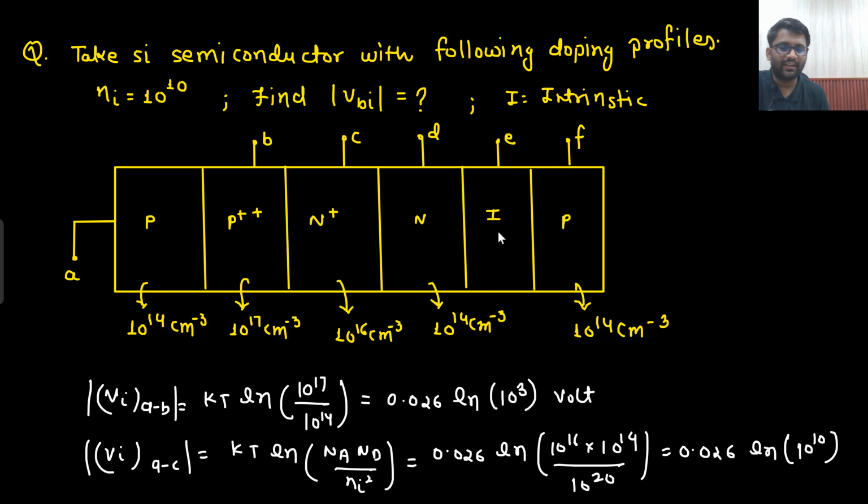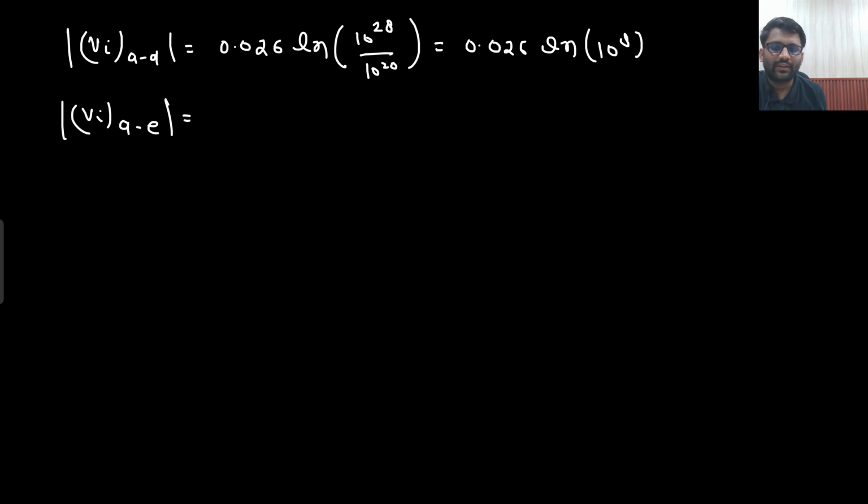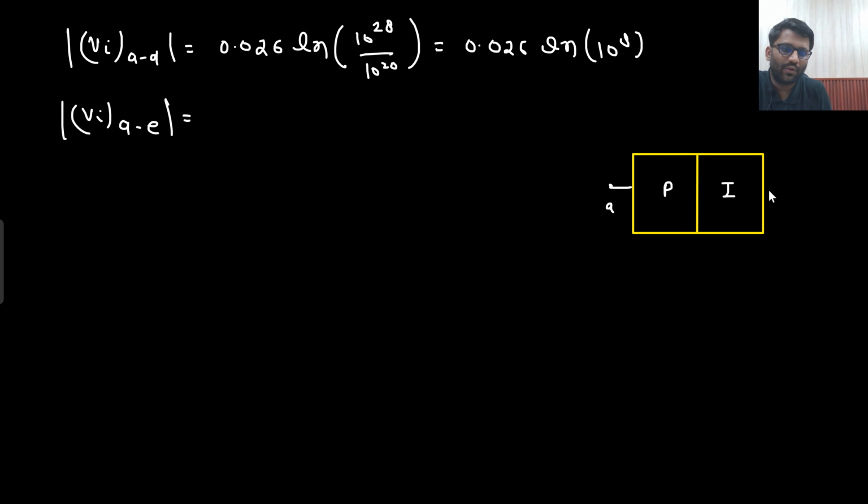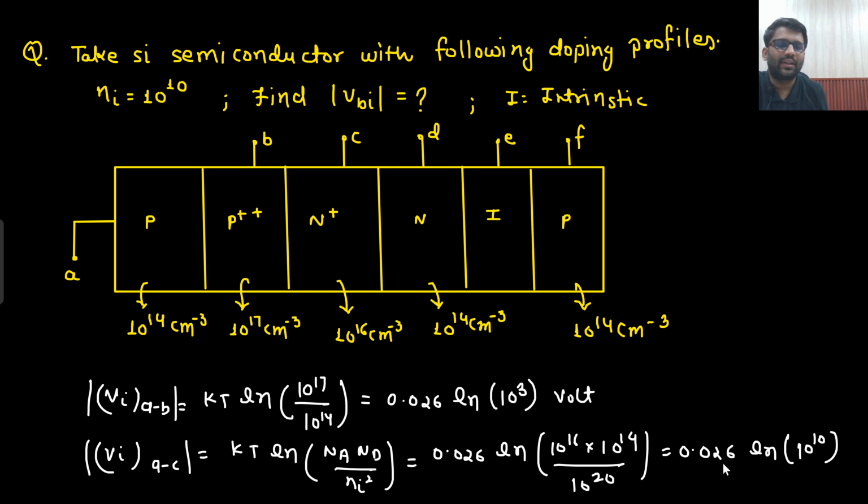V built-in between AE. So this is intrinsic and this is your P type. Intrinsic and P type. What do you think? What will be the answer? Let's make the energy band diagram if you are not able to understand. Let's make the energy band diagram for PI. Whenever you fail, always the energy band diagram will come to the rescue.